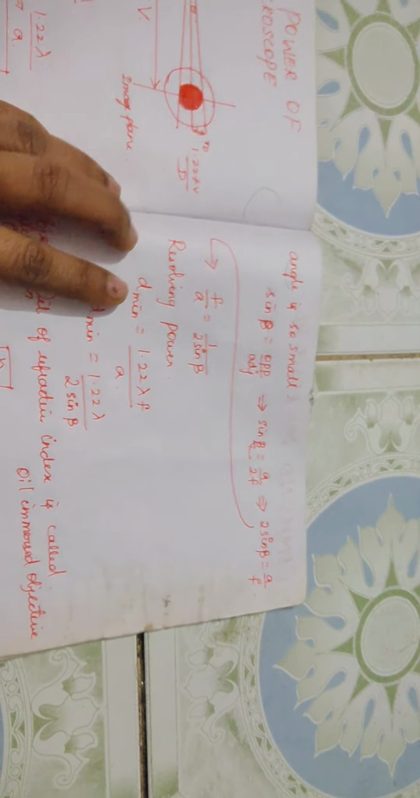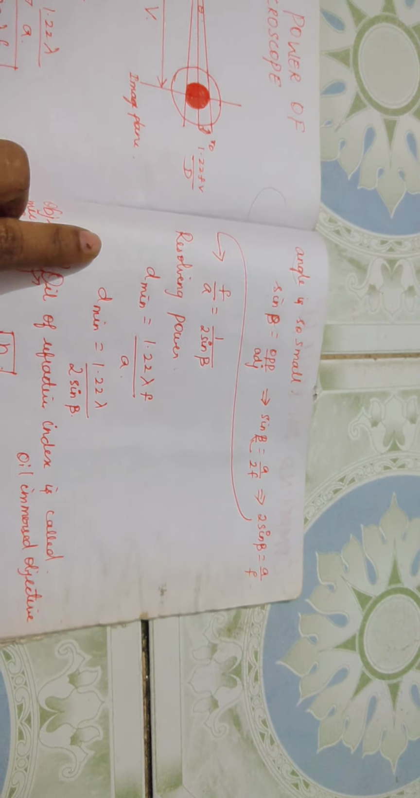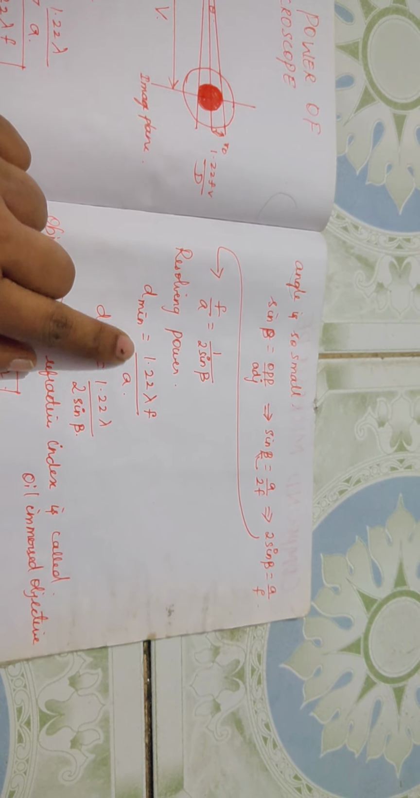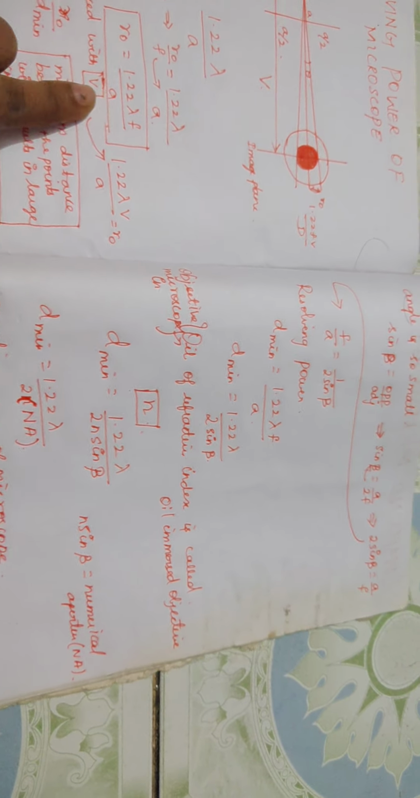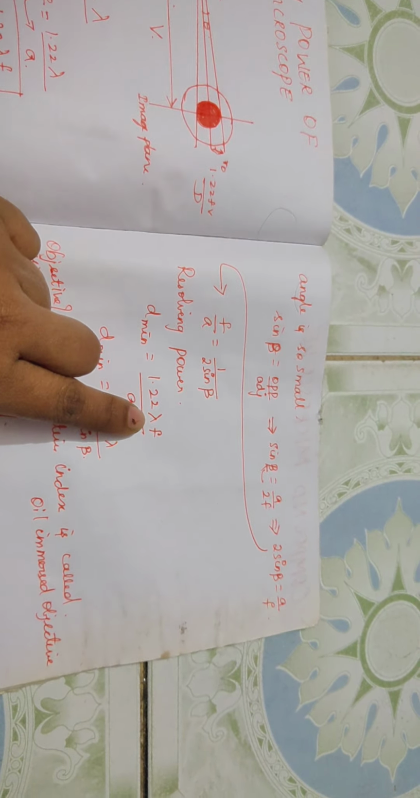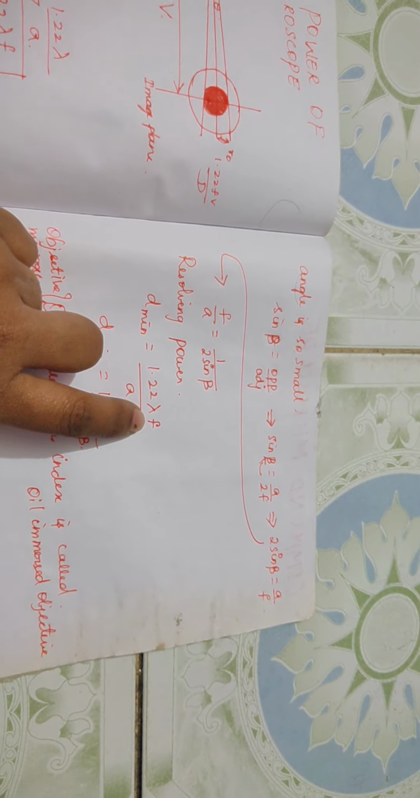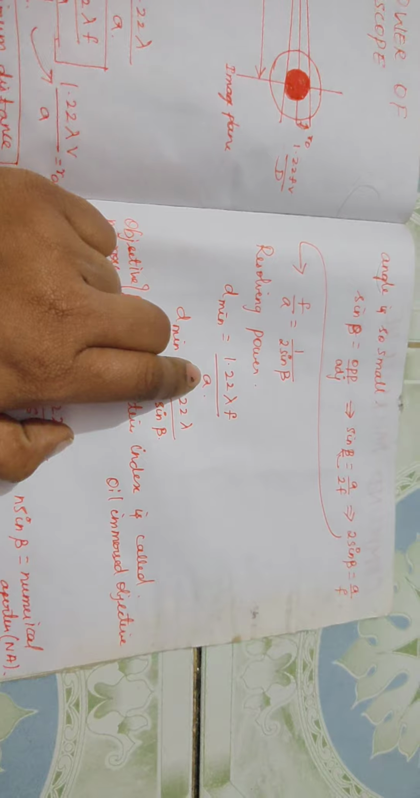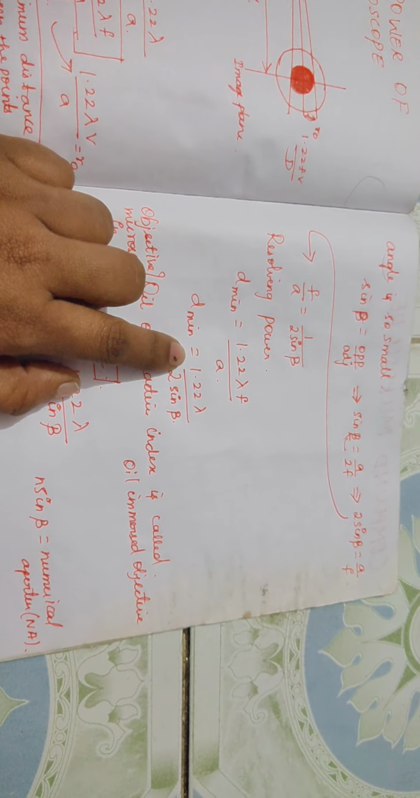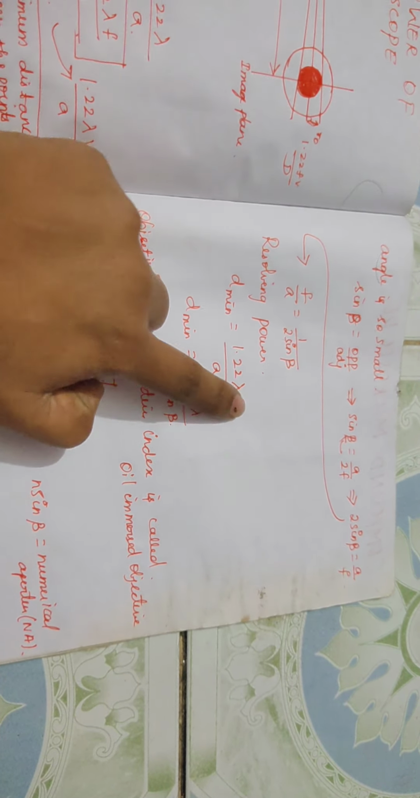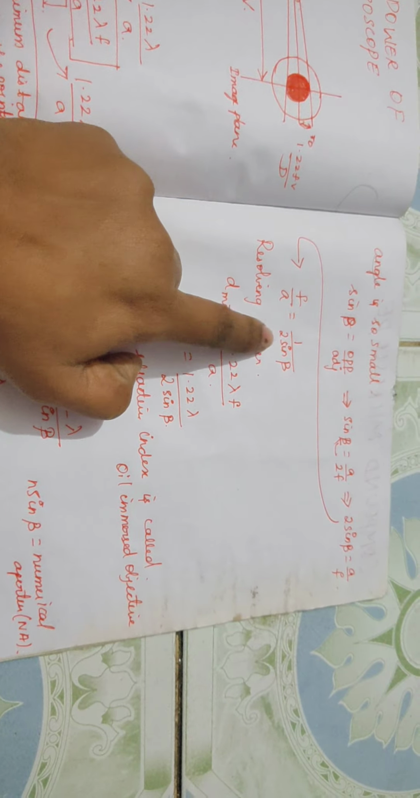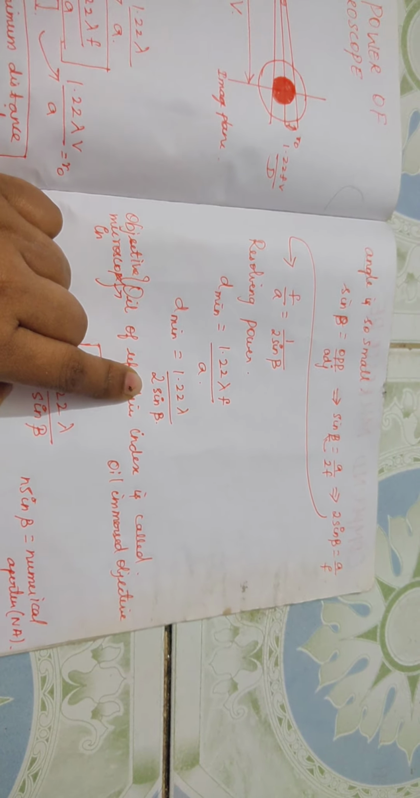Now this equation is very, very important. D minimum is equal to 1.22 lambda f divided by A is the formula that we already discovered. In this formula we are going to substitute the value f by A. Here in the numerator I have f, and in the denominator I have A. So just substitute the value. D minimum is equal to 1.22 lambda, and the f by A value is 1 by 2 sine beta, so write that in the denominator.